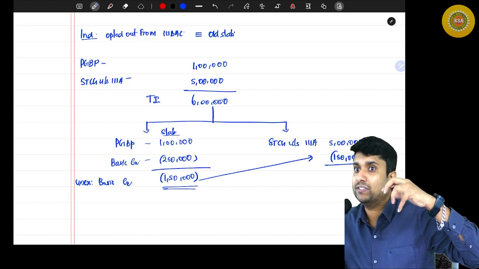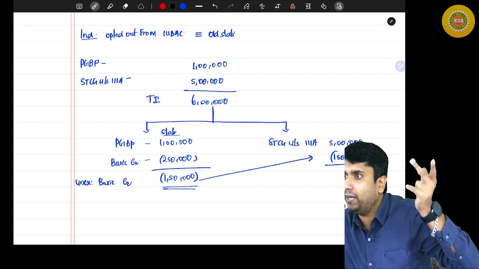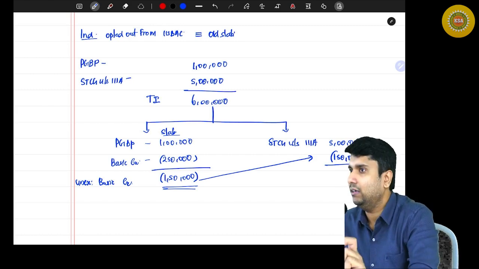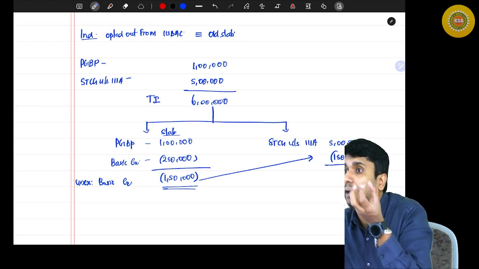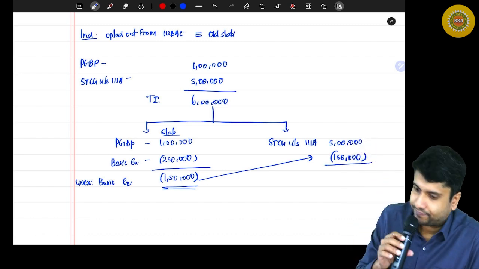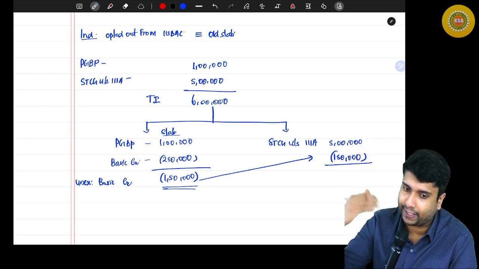Say for example, you have some casual income, taxable at 30%. Can you adjust unexhausted basic exemption limit? No. If it is given, then you can claim it. That's what I said. It's not your right, it's a given benefit. Are you with me? So that 1,50,000 I can adjust. And can you tell me how much will be my net income?